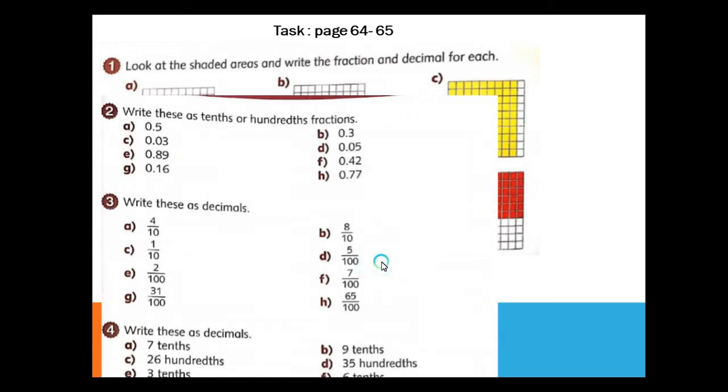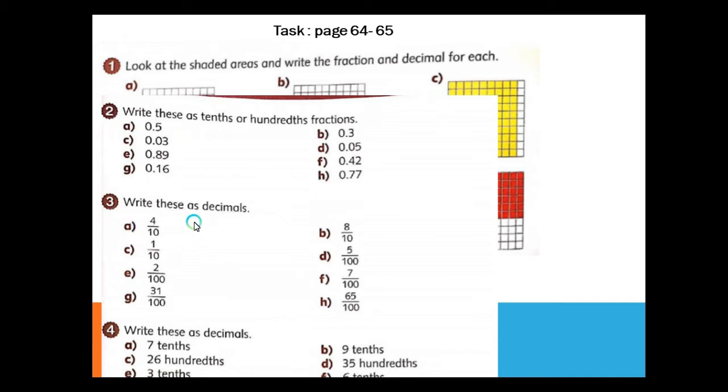Now let's go to number 2. You write this as tenth or hundredth fraction. 0.5 definitely is 5 over 10. 0.03 is 3 over 100. 0.3 is 3 over 10. So that's how you do it until you get to h.